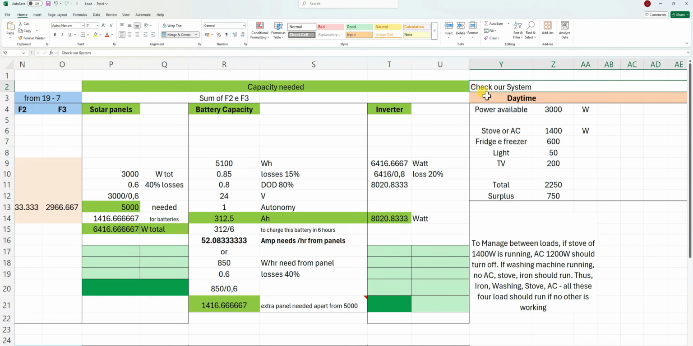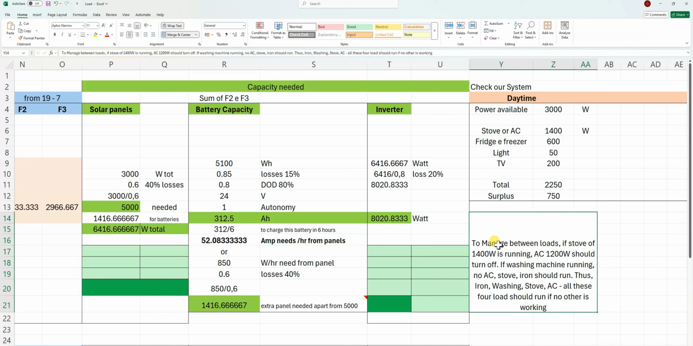So power available is 3000. Keep in mind this 3000 is after installing 5000 of solar panels on my roof. That will provide me 3000 watts. I will run the stove or AC, so I have to manage between loads. If the electric stove of 1400 watt is running, then the AC of 1200 watt should not run. Similarly, if the washing machine is running, no AC, stove or iron should run. So I have to make all these four scenarios.